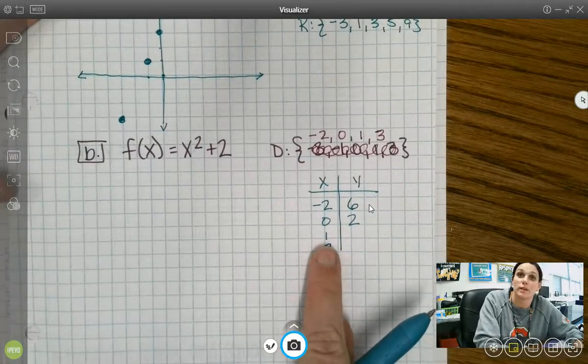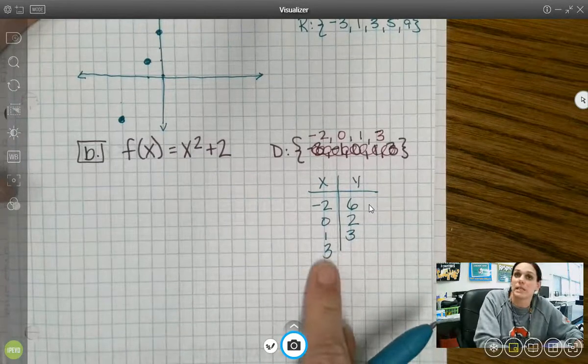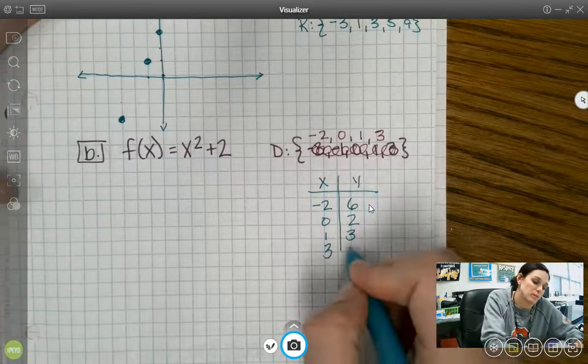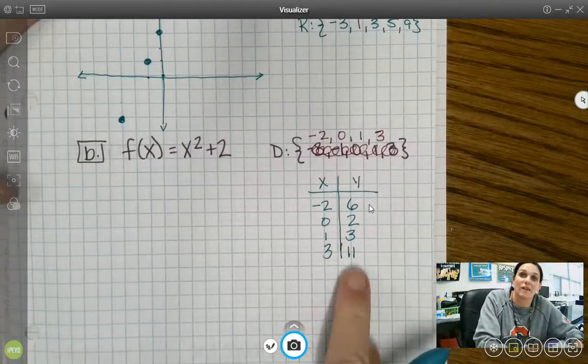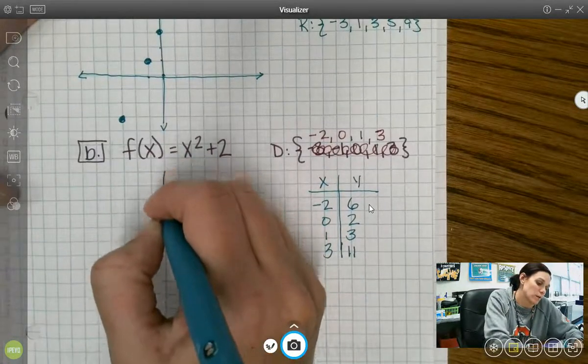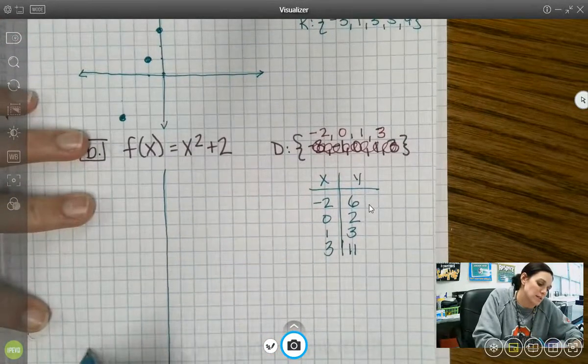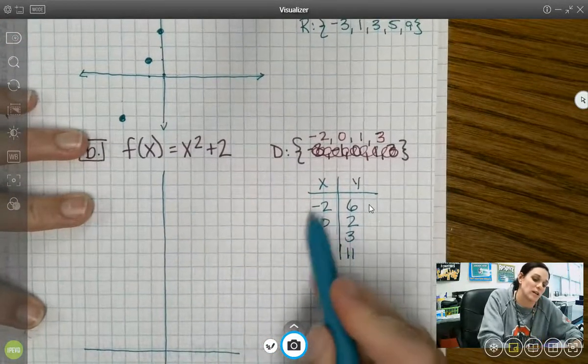1 times 1 is 1. 1 plus 2 is 3. 3 times 3 is 9. 9 plus 2 is 11. Notice I have all positives on this one. So I'm going to make sure I'm mostly positive for my y's. And for my x's, I need to make sure there's a positive and a negative because I am dealing with that -2.